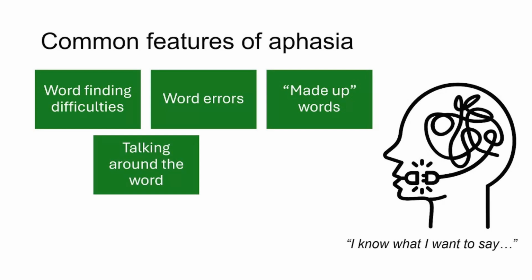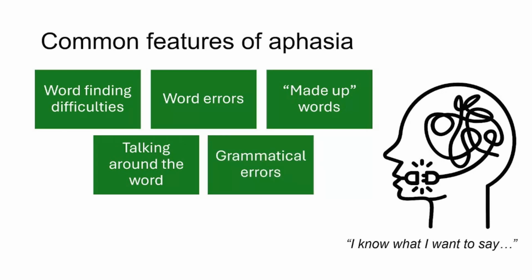And when someone with aphasia is having trouble getting the word out, they'll sometimes talk around the word and describe it. So if I was trying to think of the word for phone, I might say, oh, you call people on it, it rings, you can text. And so you know what I'm talking about, but I just haven't quite got the word.